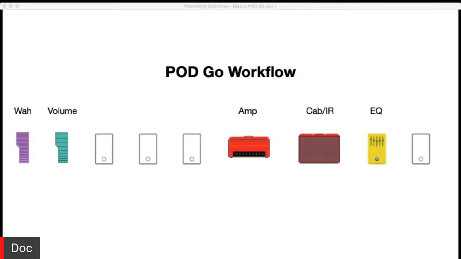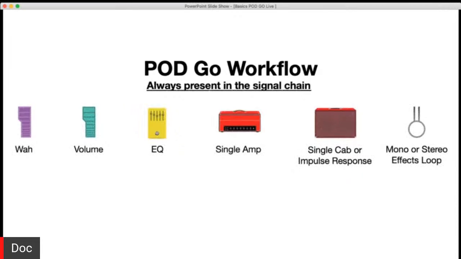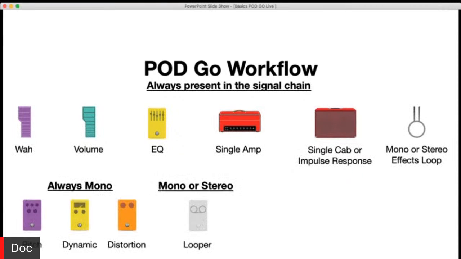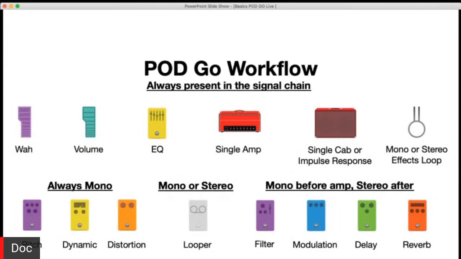So that's a little bit about the Pod Go workflow, and maybe another view of how this might look. Once again, you always have your wah, volume, EQ, amp, cab, and effects loop in your signal chain. And then you have room to add 4 effects around that. And depending on how you place them determines whether they're going to be mono or stereo.